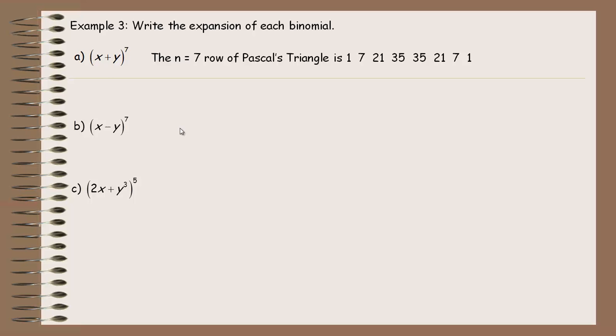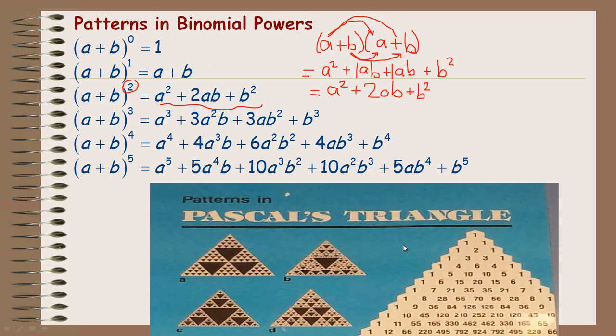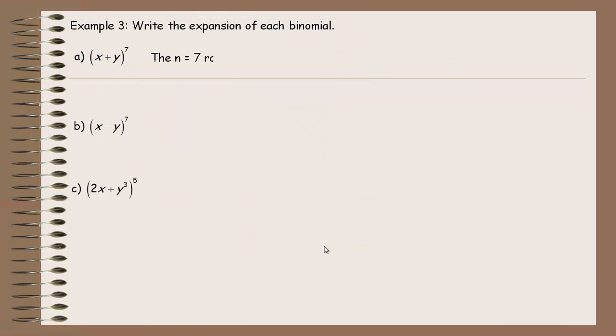So this is (x plus y) to the power of 7. So the n equals 7 row of Pascal's triangle is 1, 7, 21, 35, 35, 21, 7, 1. And of course, we can go back. See, here's the 7 row: 1, 7, 21, 35, 35, 21, 7, 1. You can get all those, of course, using combinations too if you want.